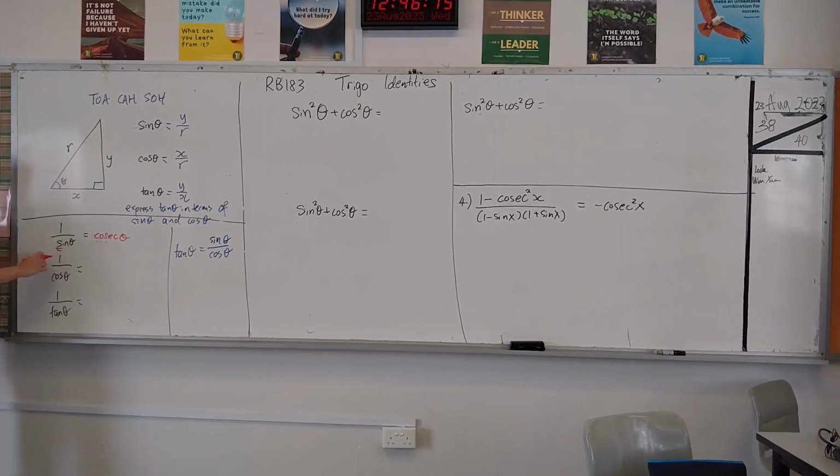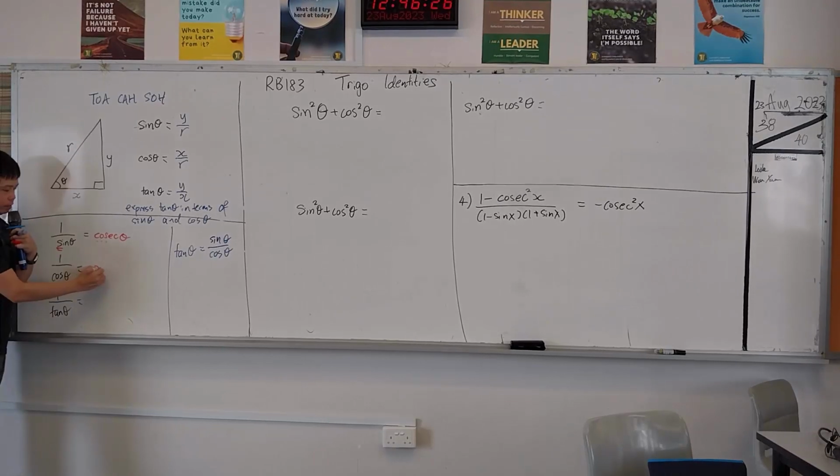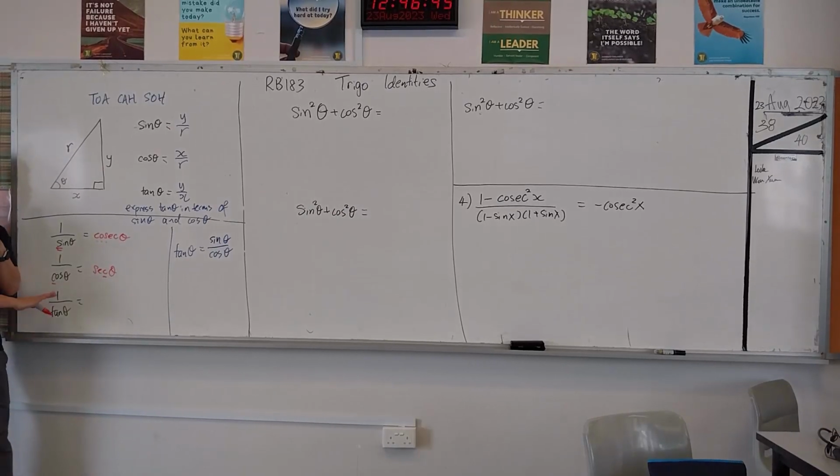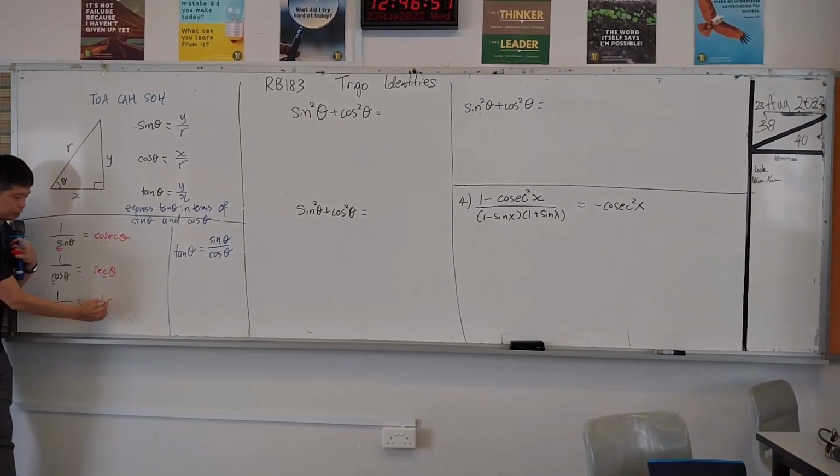Please double check. 1 over cosine theta, what is another term for it? Now, these two are the ones that I always made mistakes on when I was a student. Okay, the last one, very hard to get wrong, it sounds exactly the same as tangent. It is cotangent theta, right?